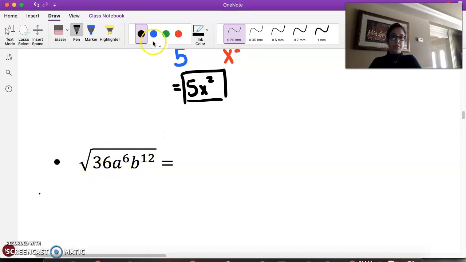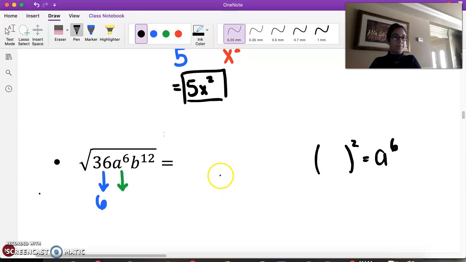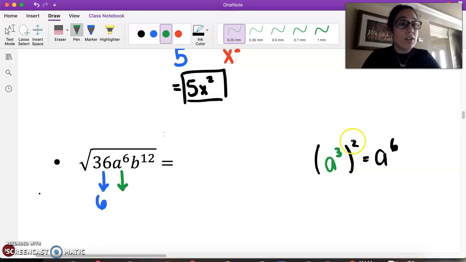The square root of 36 is 6. The square root of a to the 6th: what squared gives me a to the 6th? The answer is a to the 3rd, because 3 times 2, remember our exponent properties. When you do a power to a power, you multiply. So this is going to be a to the 3rd.